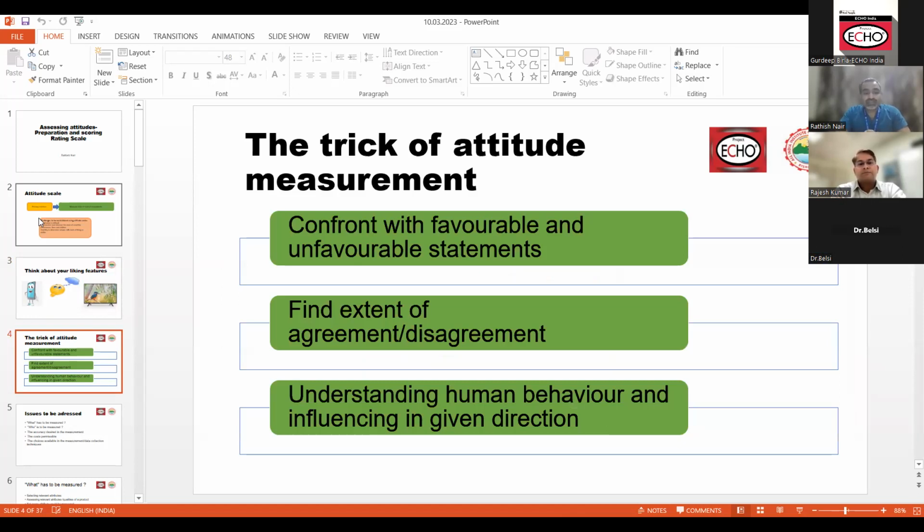The tricks of attitude measurement. There are three tricks of attitude measurement. One of them is to confront with favorable and unfavorable statements, find the extent of agreement or disagreement, understanding human behavior and influencing it in a given direction.